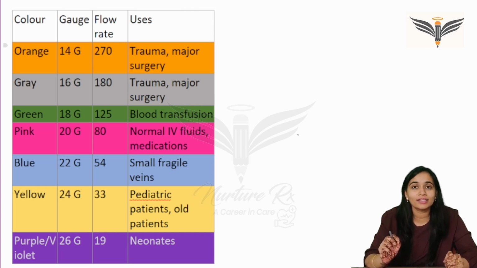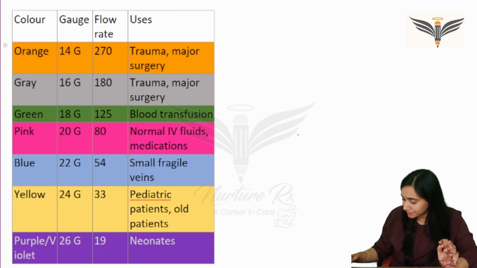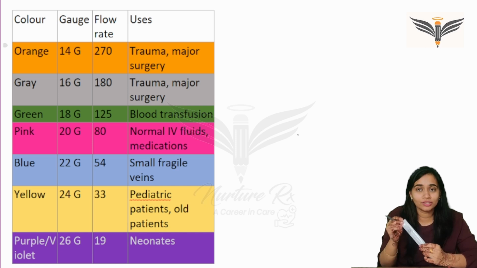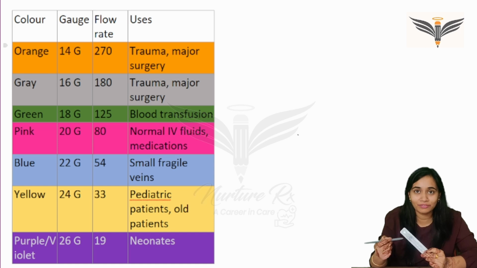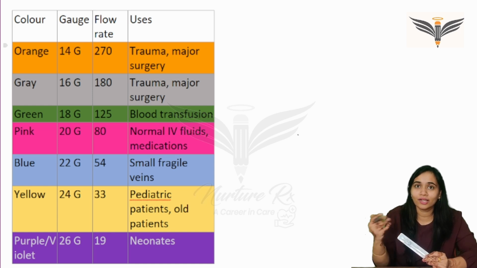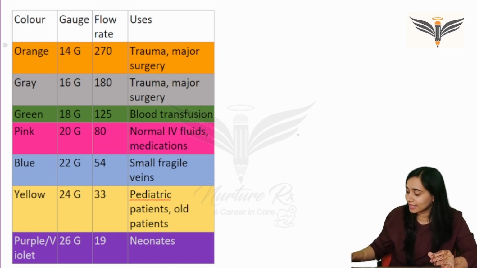Now coming to the second one, it is a 16 gauge. What is the color? The color is grey. So your grey cannula is 16 gauge, and again the use is in trauma and major surgery. So this is what your gray color cannula looks like. This cap that we had studied in the previous class, the color of this cap will determine what color is the cannula and what is its gauge, right?